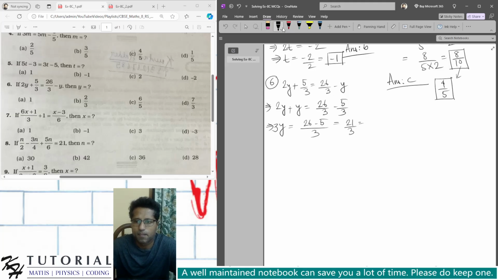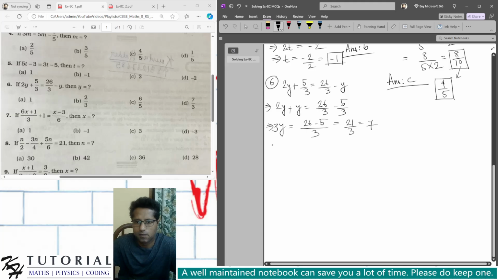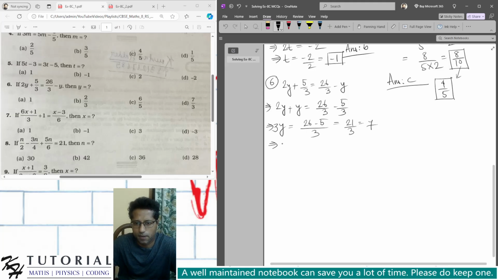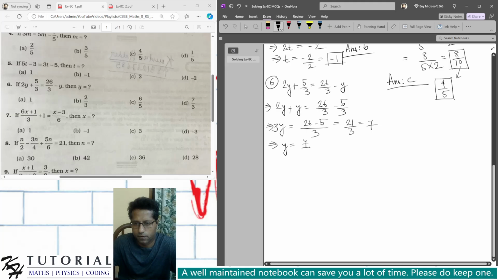3y is equal to 7. So this implies y is equal to 7 by 3. 7 by 3 is the solution of the given equation, and hence the correct choice is D. D is the correct choice.